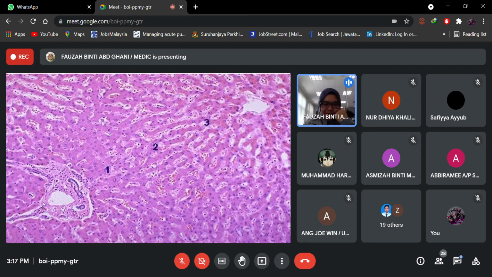Okay, good. So what are the three components in the portal tract? One of them is bile duct. Hepatic artery, if I'm not mistaken. And also portal vein, Doctor. Portal vein, yes, correct. So we have the portal tract and we have a central vein here, and in between are the hepatocytes and the sinusoids. So what are these numbers referring to then?